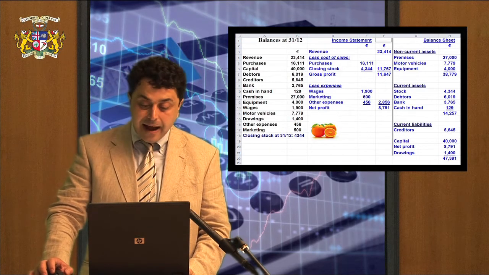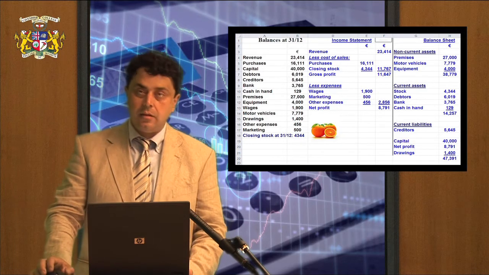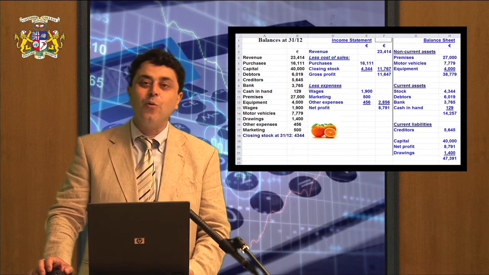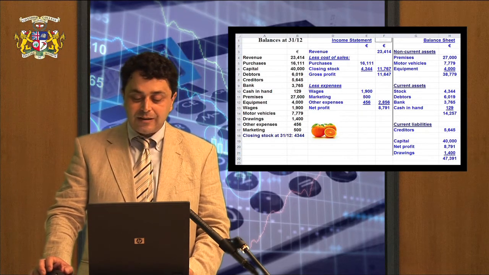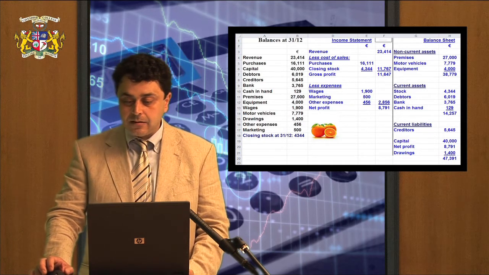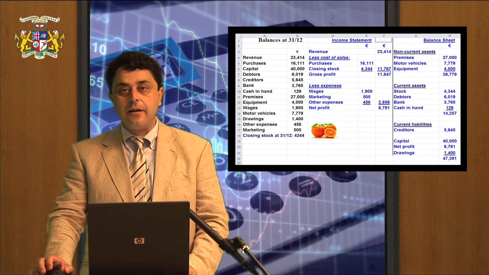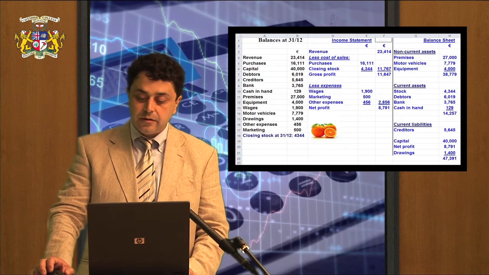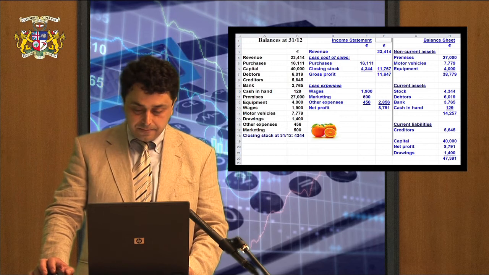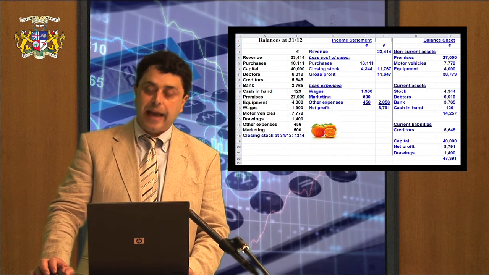So the preparation of the balance sheet comes next. We begin with the fixed assets. These are permanent assets of the business which have not been purchased with the intention to simply resell them. These assets include premises, motor vehicles, and equipment. The other category of assets includes the current assets. These are assets which consist of stock, debtors, cash at bank, and cash in hand.